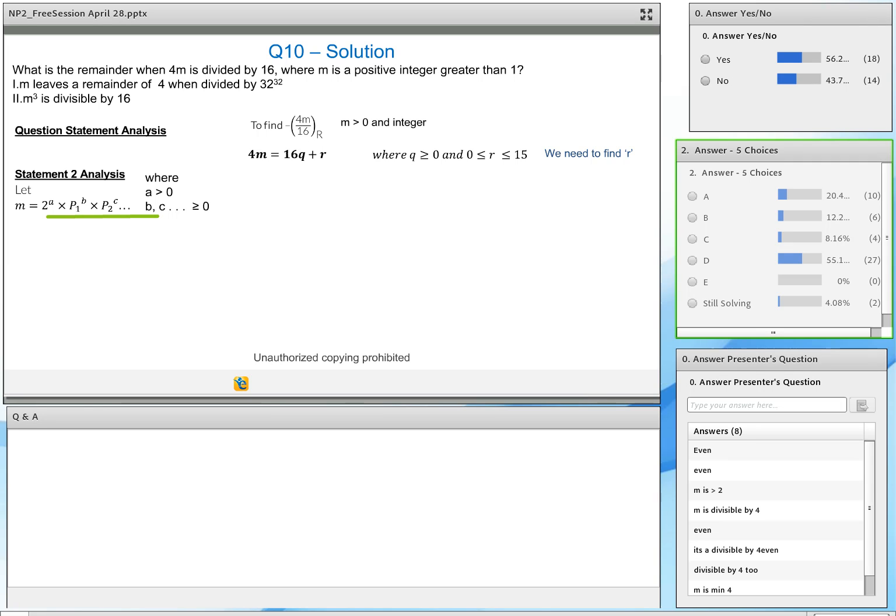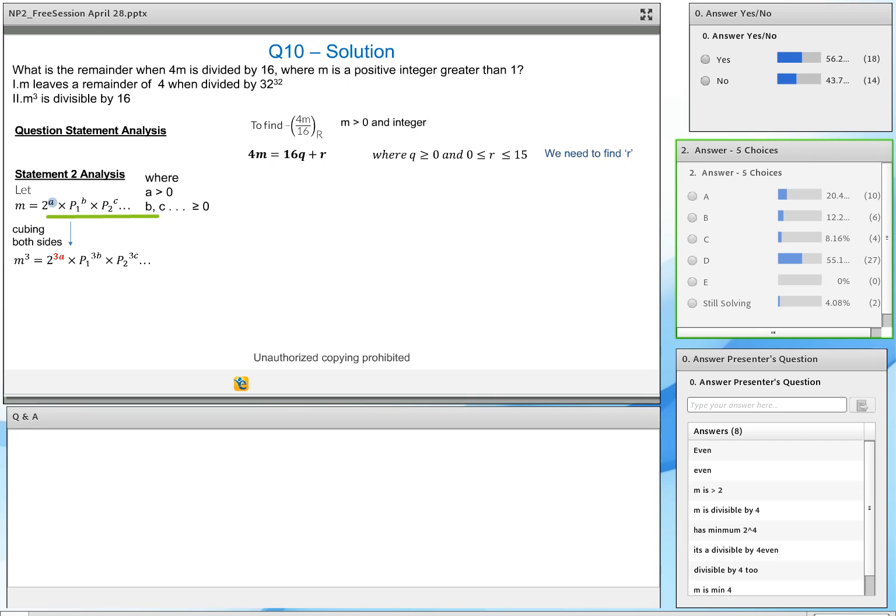Yes, this is how I'm writing m, because I know that m is even. Now, I know that m cube is divisible by 16. So what I say is that, okay, let me cube both sides. I get m cube is equal to 2 to the power 3a times so on and so forth, right?